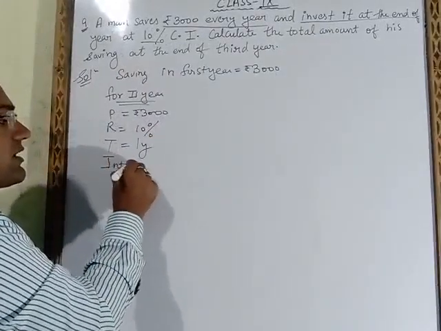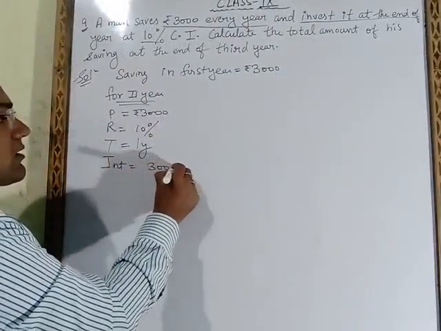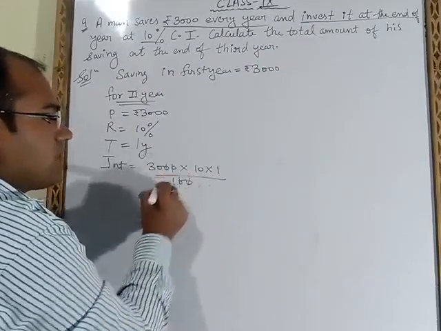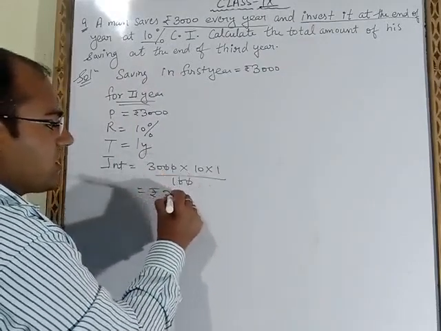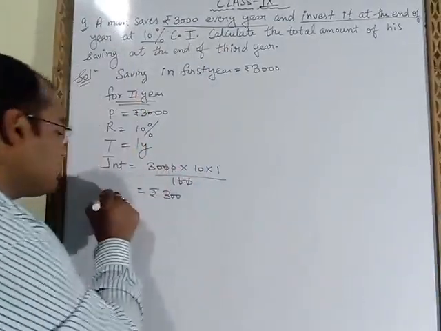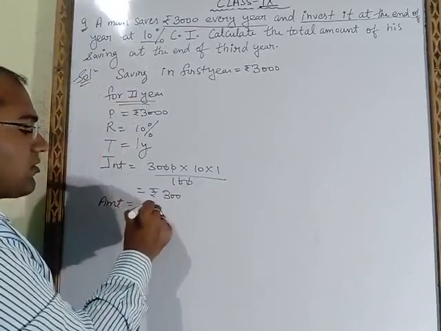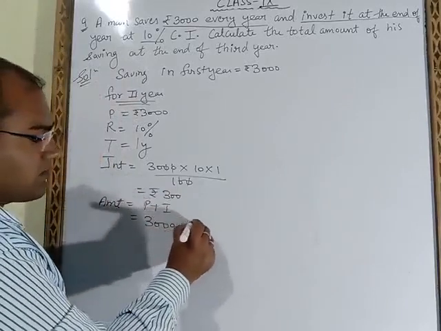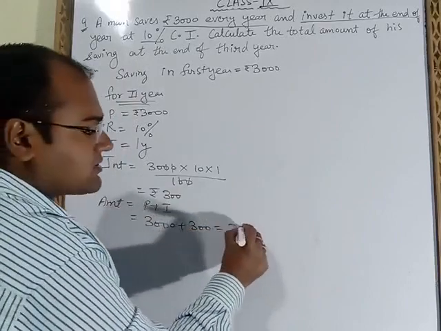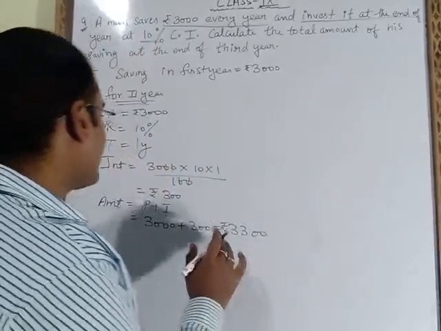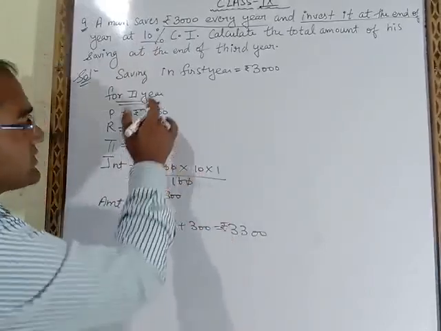Now we will calculate interest. P into R into T upon 100. The 0 will get cancelled, so 300 rupees he will earn as interest. Now amount is P plus I. How much money is the principal? 3000 plus 300. That means 3300 rupees he will get at the end of the second year.